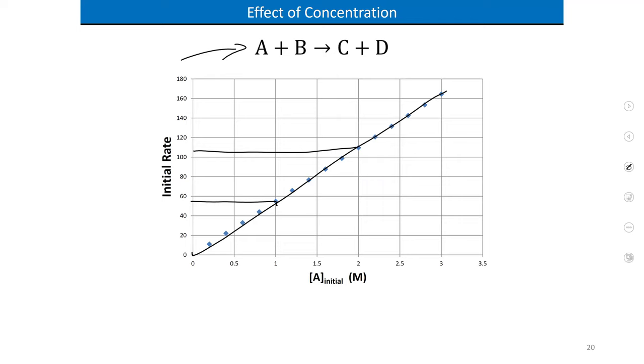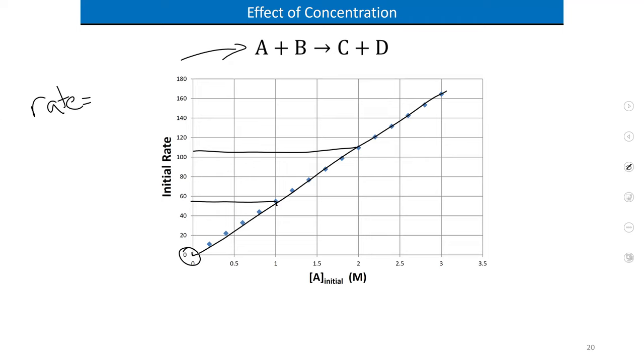Well, the same should be true for B, right? So the rate of a reaction, if it's proportional, what's proportional mean in mathematical terms? 1-to-1, and there's no intercept, right? If we're at 0 A, the reaction can't happen, right? So if we're at 0 A, then the rate is 0.